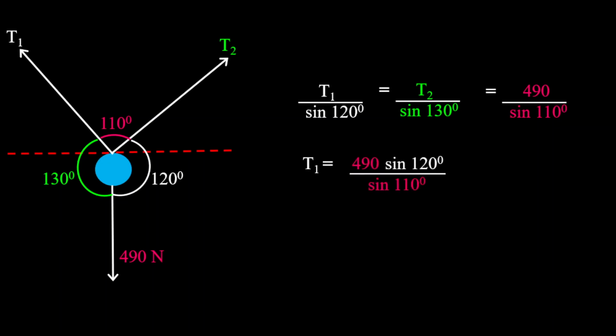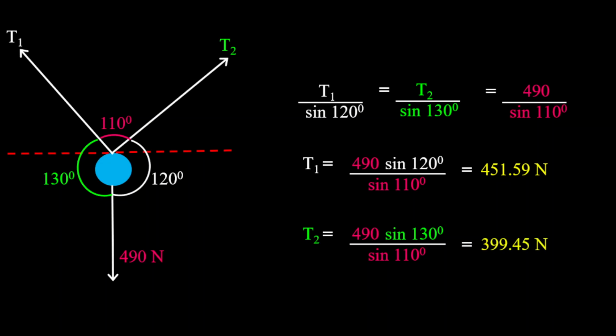T1 equals 490 multiplied by sine 120 degrees divided by sine 110. So T1 equals 451.59 newtons. T2 equals 490 multiplied by sine 130 degrees divided by sine 110 degrees. So T2 equals 399.45 newtons.